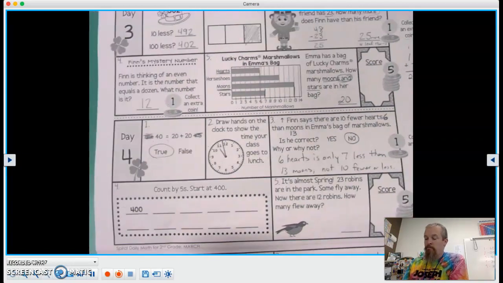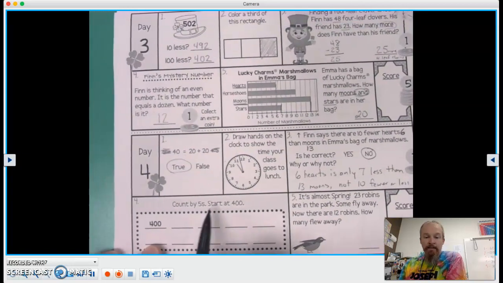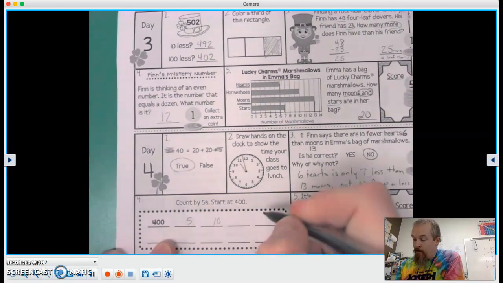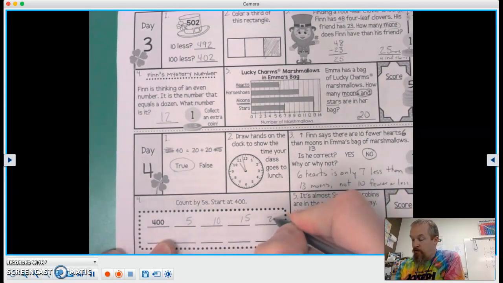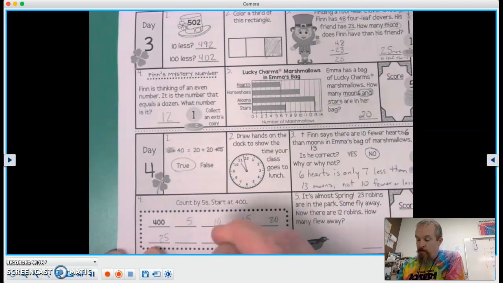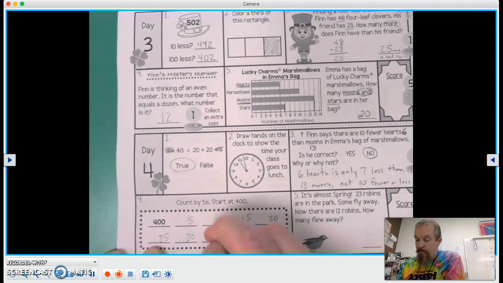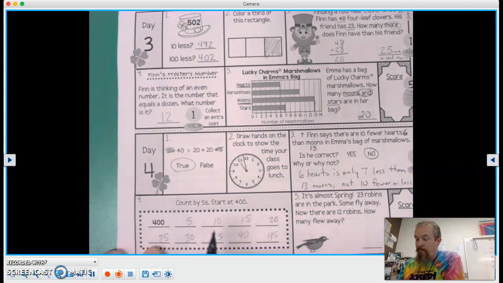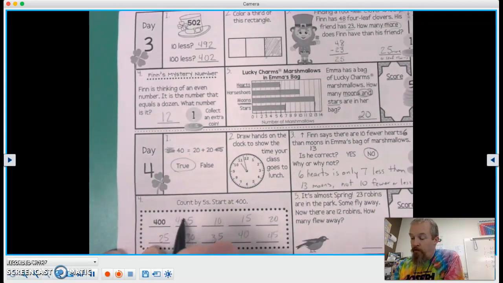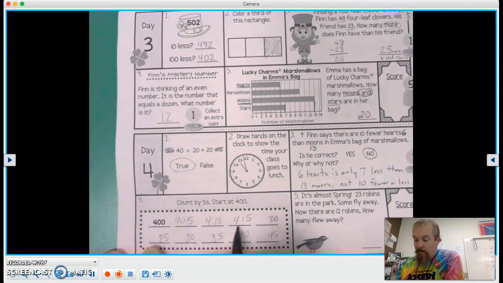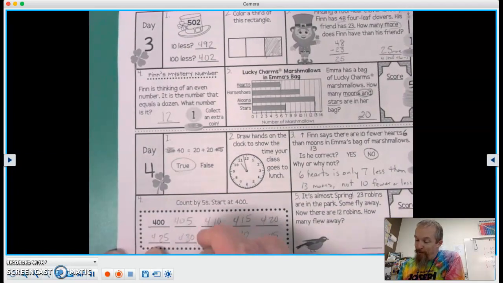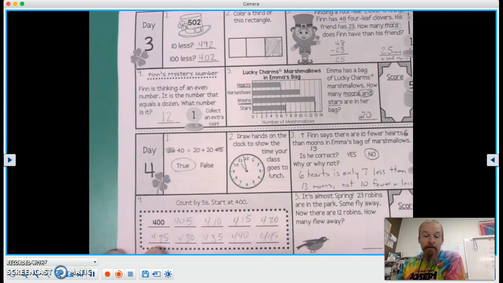Okay? Now we're going to count by 5s, okay? So 400, we have 5, 10, 15, 20, 25, 30, 35, 40, 45. We're just counting by 5. So then we have 405, 410, 415, 420, 425, 430, 435, 440, and 445.